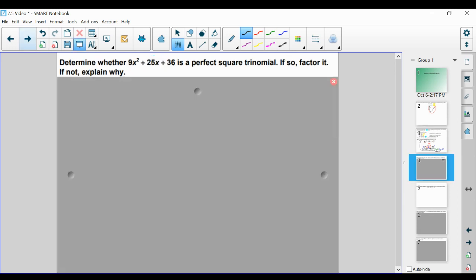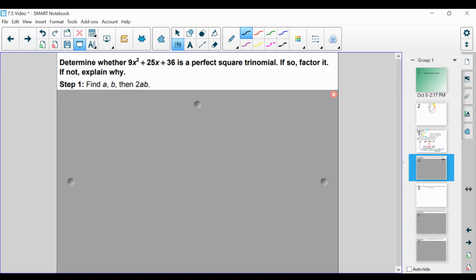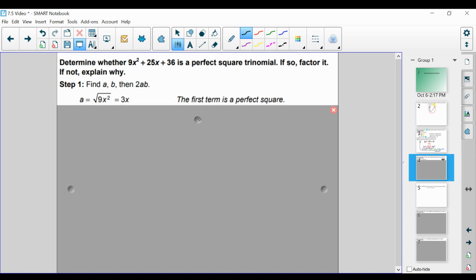Let's now determine whether 9x squared plus 25x plus 36 is a perfect square trinomial. If it is, we're going to factor it. If not, we're going to have to explain why. So we have to find our a, b, and then double the product of a and b. So we look at 9x squared, and we're going to take the square root of that, and we find that we get 3x, which is good, which means that first term is a perfect square.